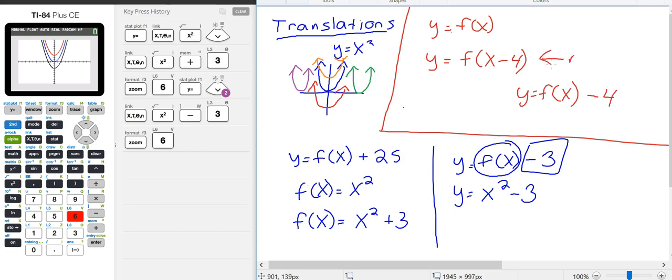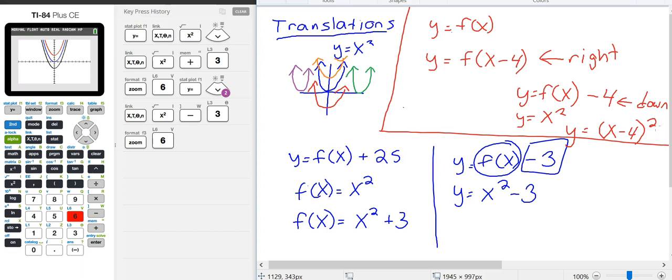So this means we're moving to the right, and this means we're moving down. Let's look at that. Let's say we have y is equal to x squared. We want to move it 4 units to the right. That becomes y is equal to (x minus 4) squared.